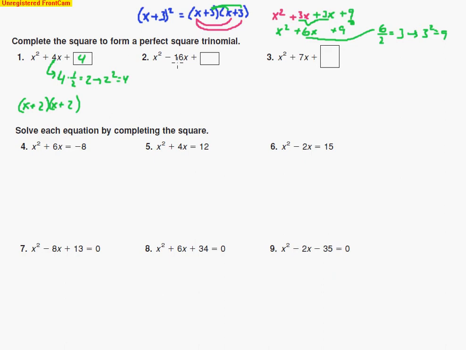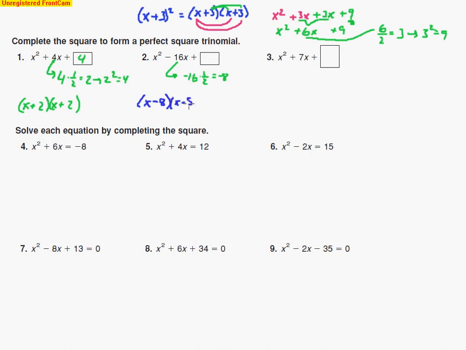Same thing over here. You're going to take this negative 16 and cut it in half. And when we cut that in half, we end up with a negative 8. And so right away, I know what the last terms are going to be. I know it's going to be x minus 8 and an x minus 8.